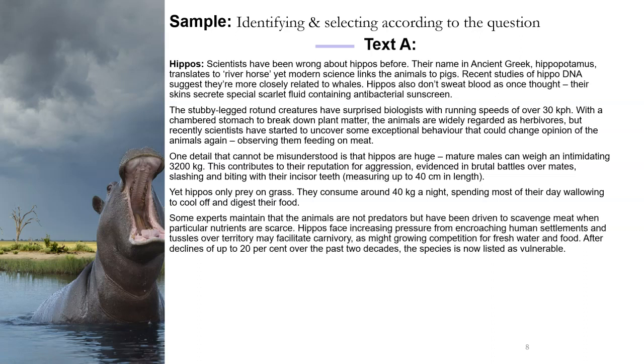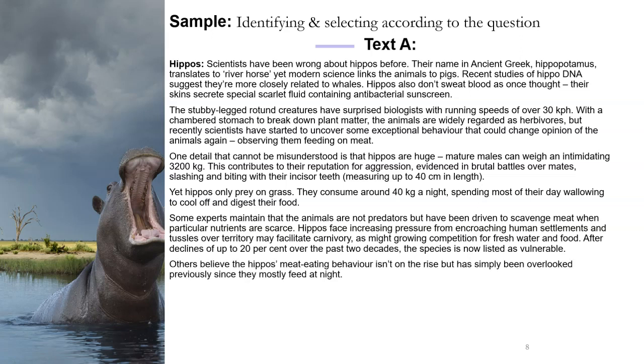Some experts maintain that the animals are not predators, but have been driven to scavenge meat when particular nutrients are scarce. Hippos face increasing pressure from encroaching human settlements, and tussles over territory may facilitate carnivory, as might growing competition for fresh water and food. After declines of up to 20% over the past 2 decades, the species is now listed as vulnerable.